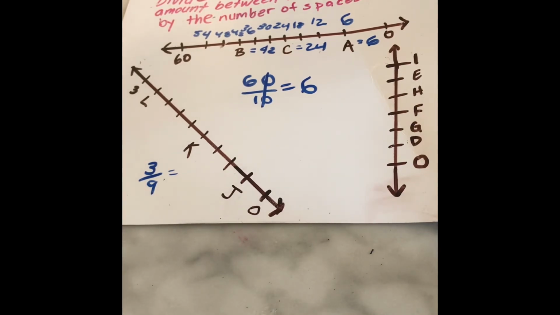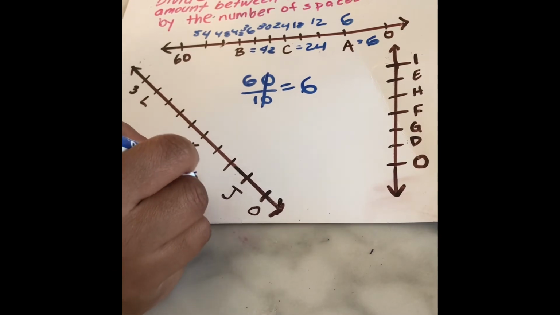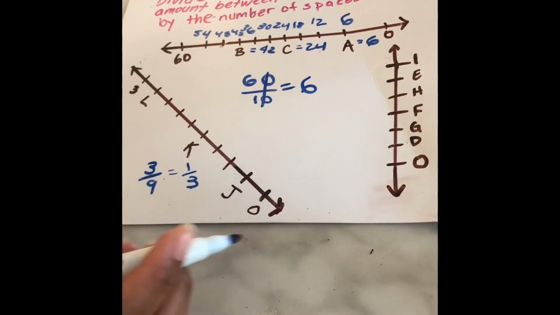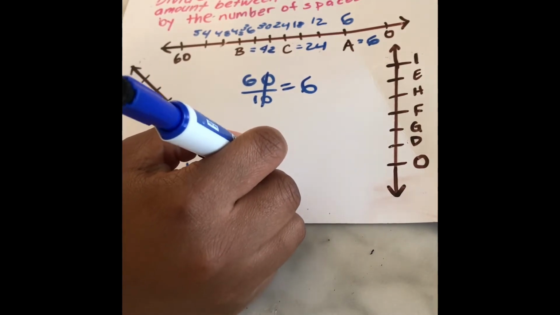So if we simplify 3/9, I know that we're going to use our greatest common factor. And our greatest common factor is 3. 3 is a prime number. And so we'll have a third. So that means our scale here is a third. So J is a third.